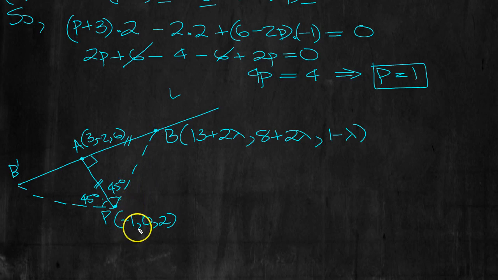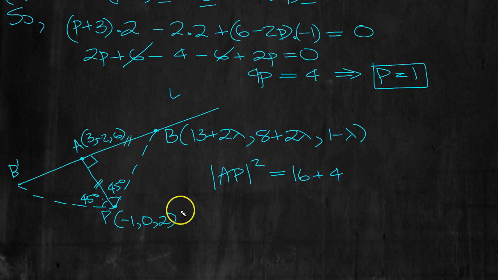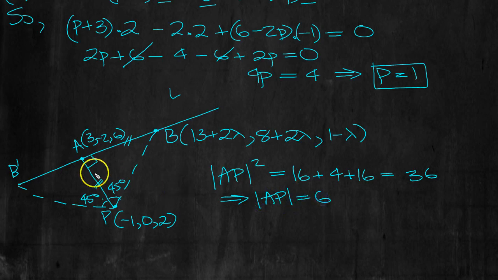Okay, so what have we got here? What's the distance AP? Let's work it out. AP then, squared. 3 to minus 1 is 4. 4 squared is 16. Minus 2 to 0 is 2. So that squared is 4. And then we've got 6 to 2 is 4. 4 squared is 16. So that's 36. Square root both sides then. AP is equal to 6. So this distance is 6 and this distance is 6. So this length here is 6 units.